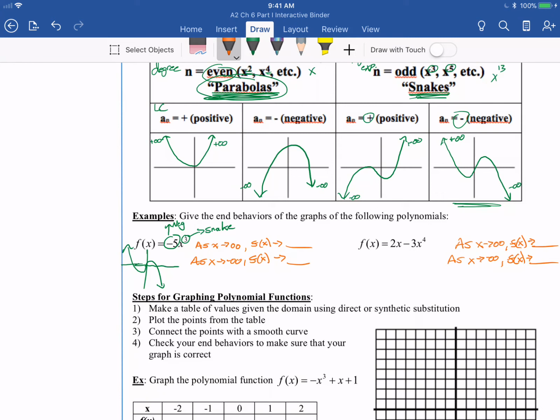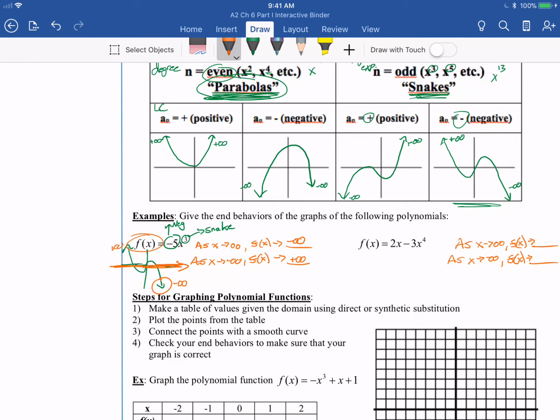All right, so let's go through and see, especially for this first one, f of x equals negative 5x cubed. As x goes to positive infinity, that's the right side of my graph, this is going down towards negative infinity, so that's why negative infinity goes here. And as x goes to negative infinity, that's the left side of my graph, it's going up towards positive infinity.